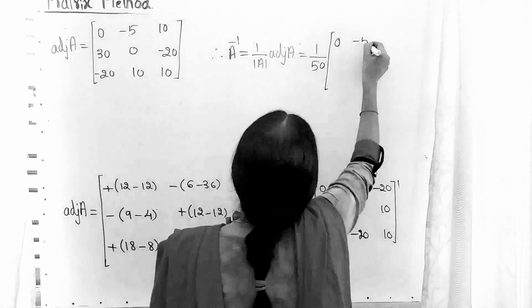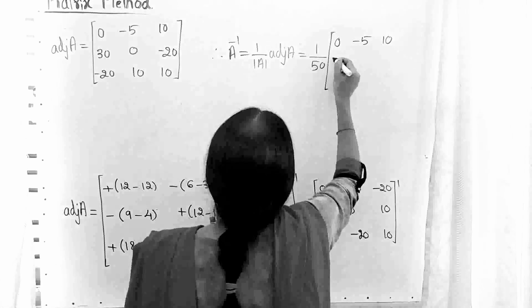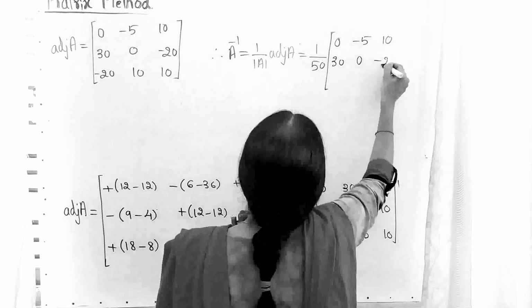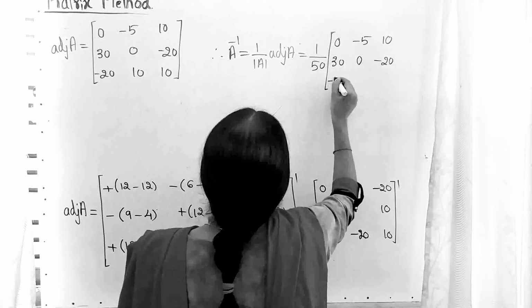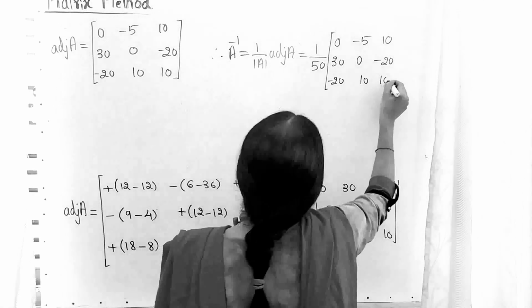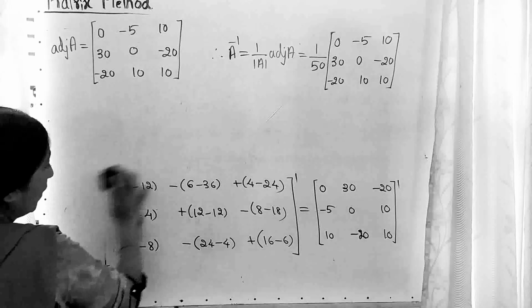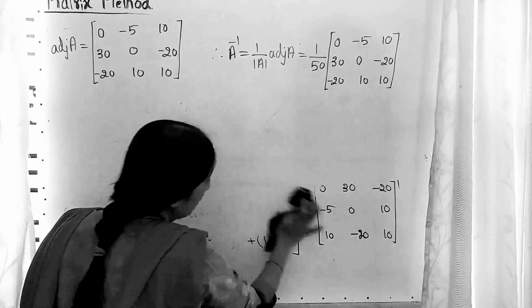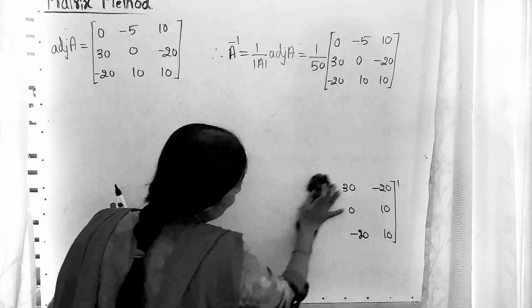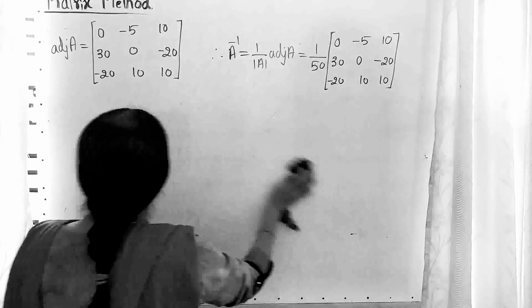0, minus 5, 10. 30, 0, minus 20. Minus 20, 10, 10. So this is the inverse. But it is not the final answer. We have to find the value of cost of onion, wheat and rice. Correct?